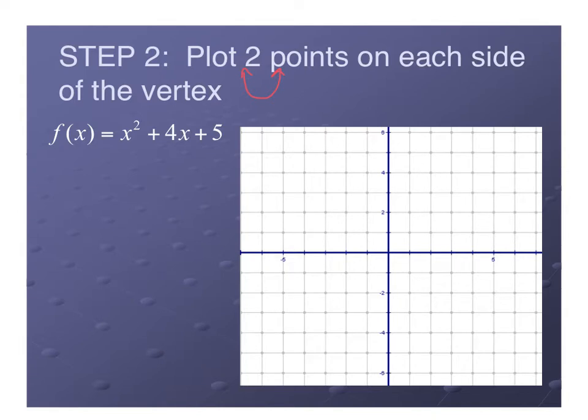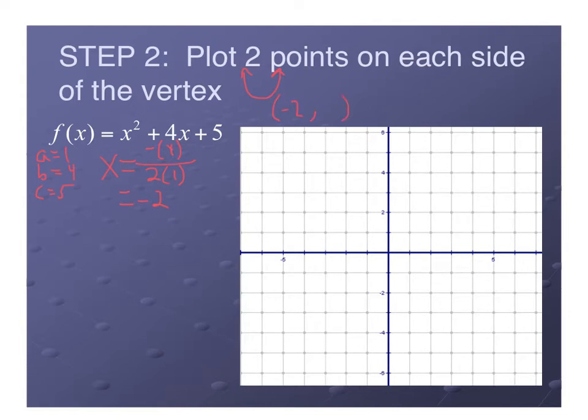Next thing, let's write down our A, B, and C. So I have A equals 1, B equals 4, and C equals 5. Next thing we want to do is find our x-coordinate of the vertex. We always start with our vertex as our point, and then we go 2 to the right, 2 to the left. So I have negative B over 2 times A, which is 1. So I get negative 4 over positive 2, which gives me negative 2 for my x-coordinate. So there's my x-coordinate of the vertex, negative 2.